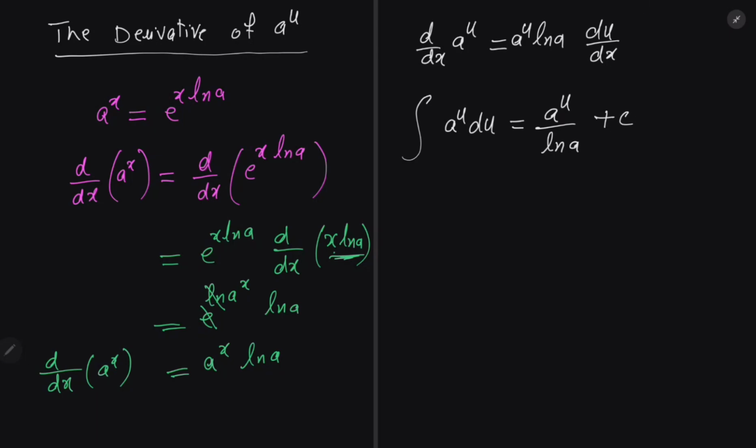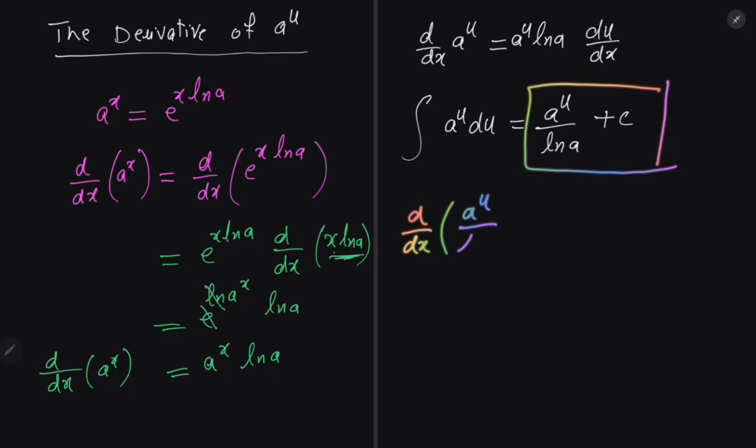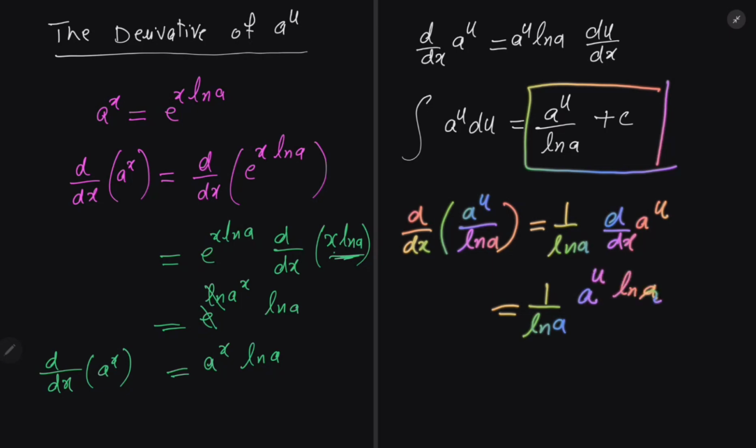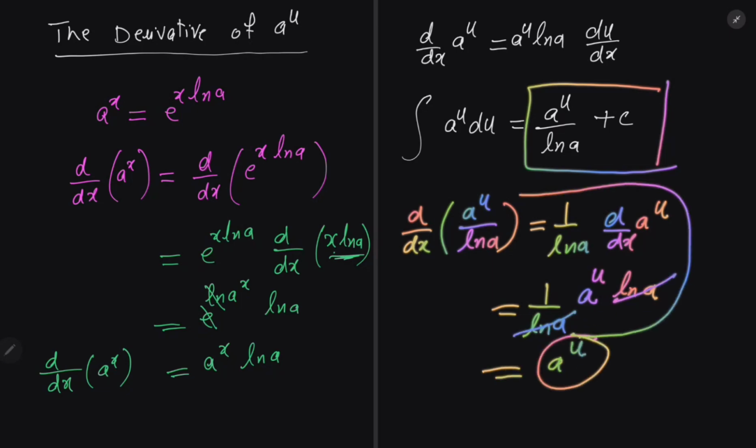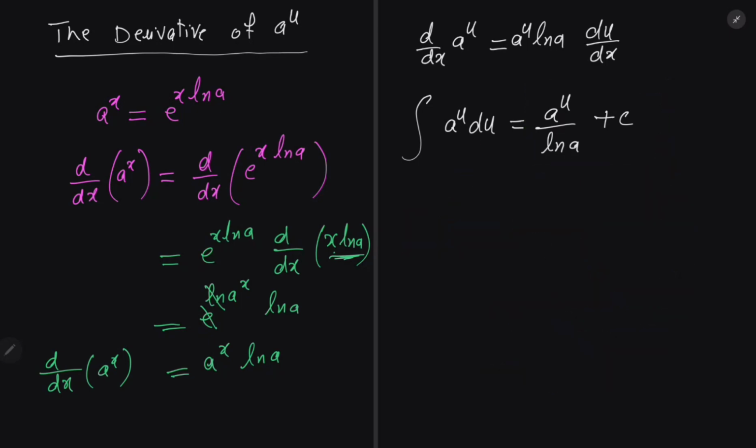You can simply prove that by taking the derivative of this function. This function is written as a to the u over natural log of a. Since natural log of a is just a constant, d by dx of a raised to the power u times 1 over natural log of a gives a to the u natural log of a over natural log of a. So we get a raised to the power u, since this cancels out. So we get the same integrand by taking the derivative on the right hand side, which is called an antiderivative of such a function.